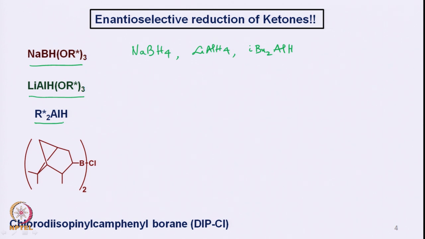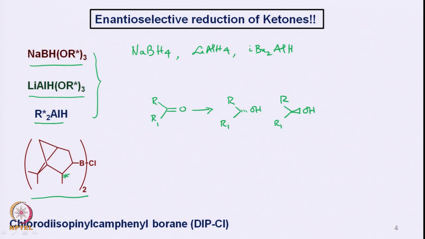One of the very interesting methods developed by Brown was the use of this particular borane compound, which has a chlorine attached to it, and this particular part is coming from a pinene part. So it is a chiral molecule, and these kinds of reducing agents have been found to convert a prochiral ketone. So if we take R and R1, we expect the reduction to give optically active either this or this one, one of them being the major optically active alcohol. Now these reductions are straightforward reductions of the ketone to the corresponding alcohol. We need not discuss that in detail.